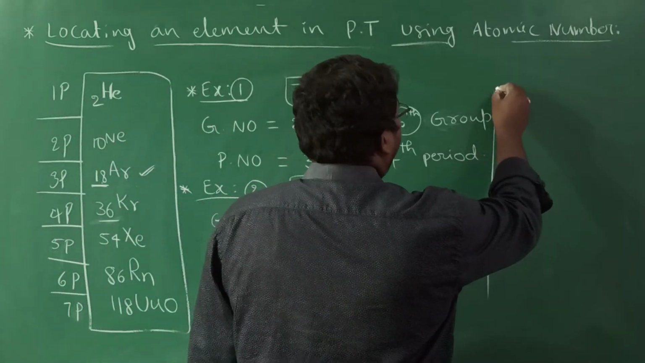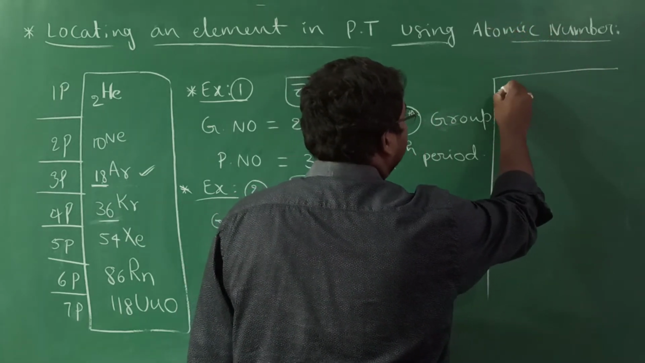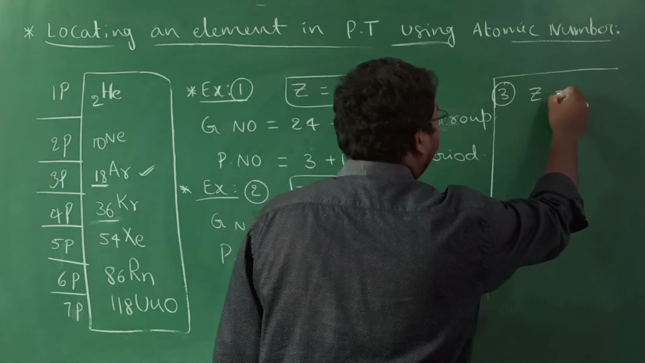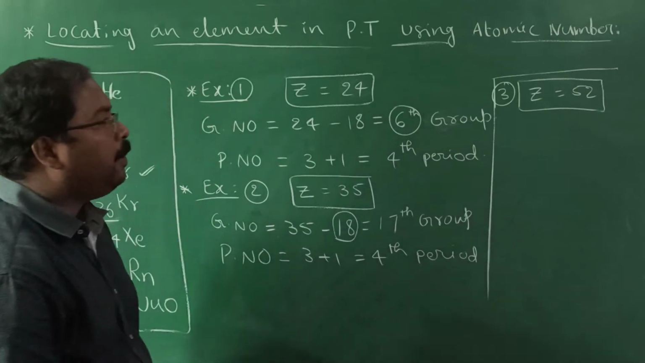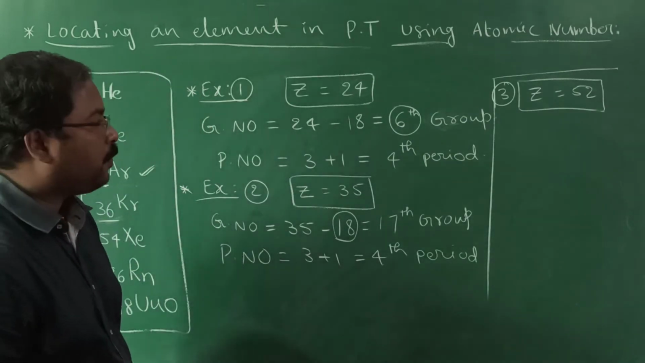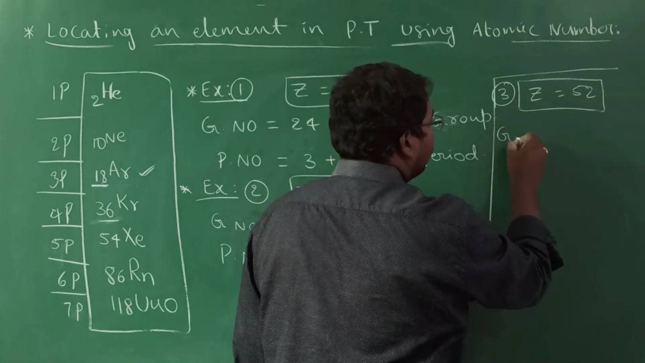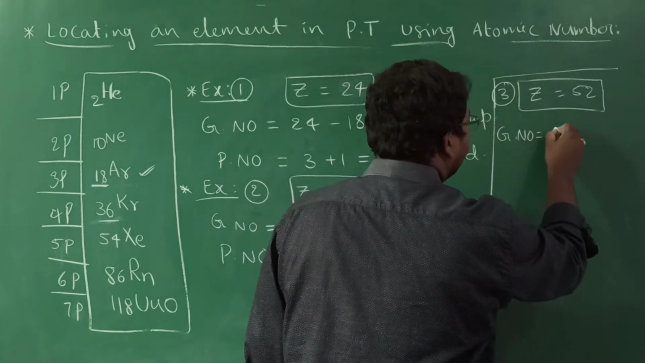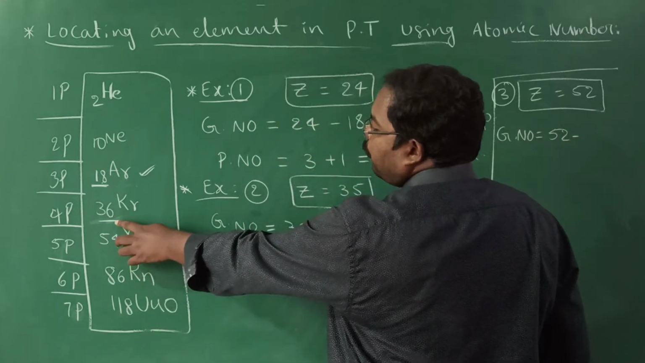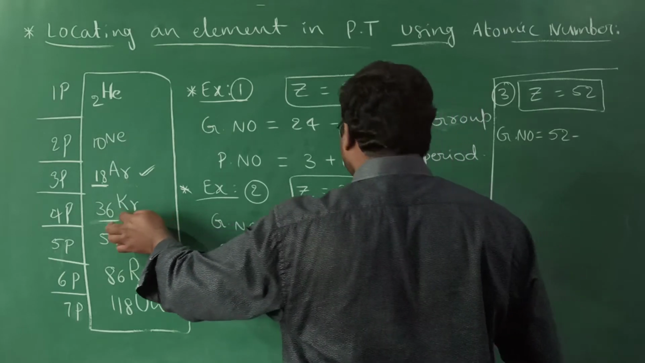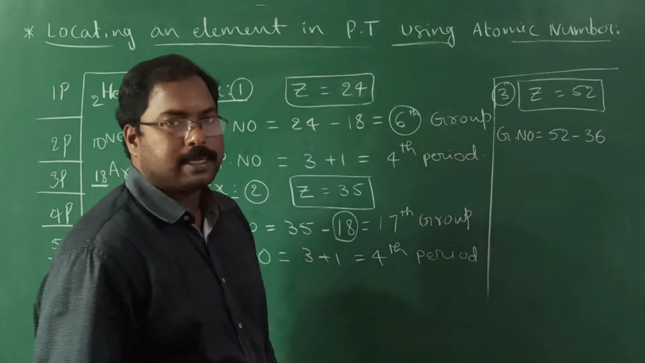Next, let us take another example. Example number 3, atomic number 52. Let us find the element with atomic number 52. Now, we want to find the group number. So group number is equal to 52 minus the nearest noble gas before 52. The nearest noble gas is 36. So 52 minus 36.